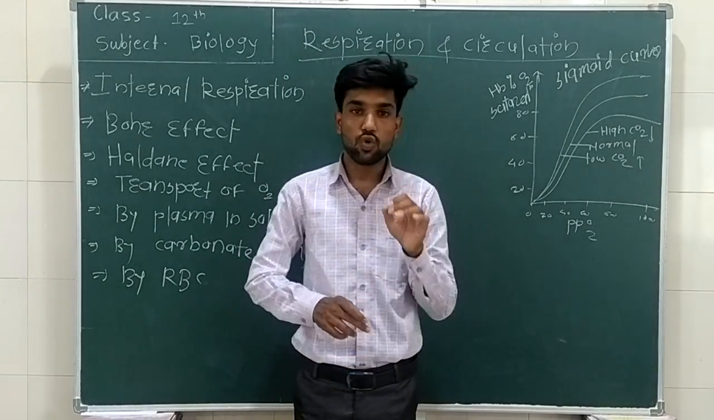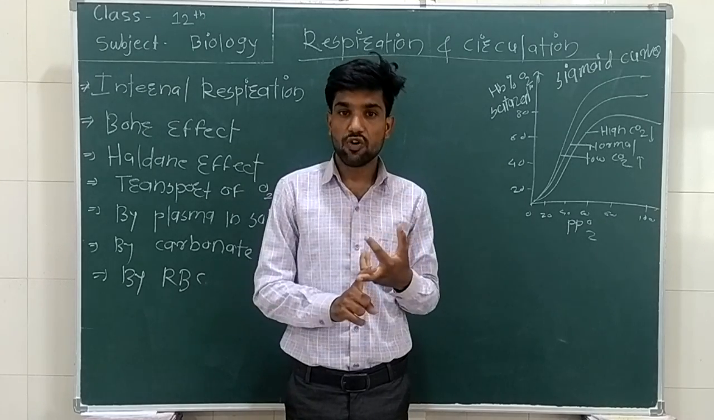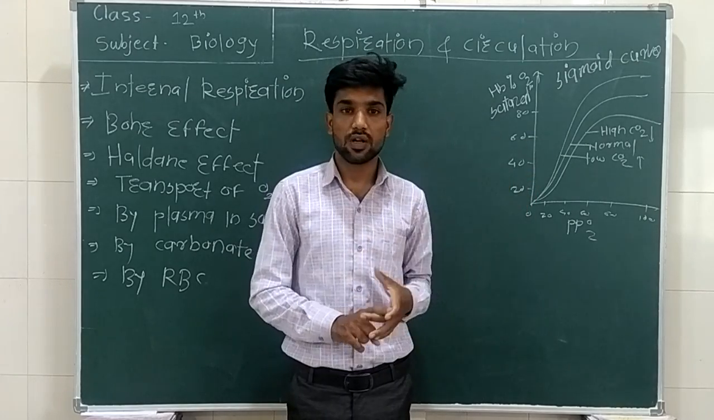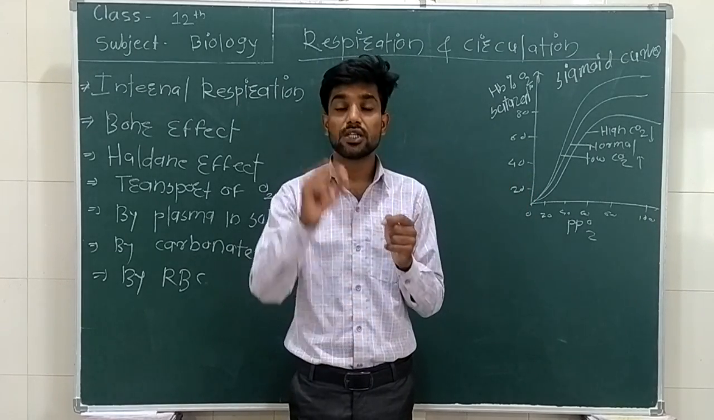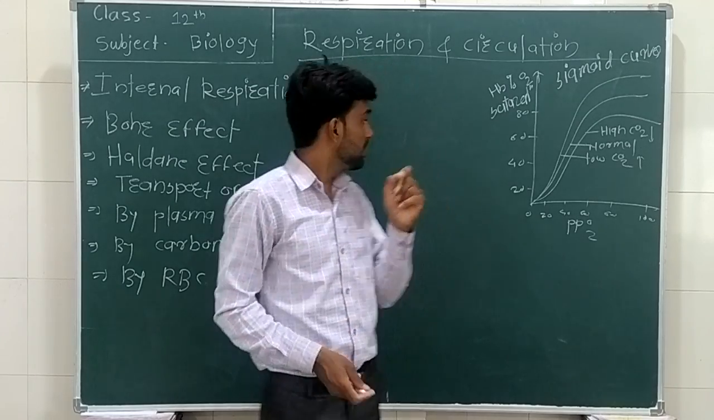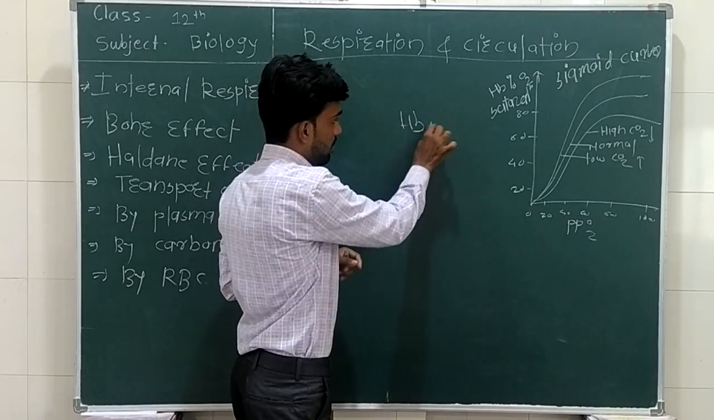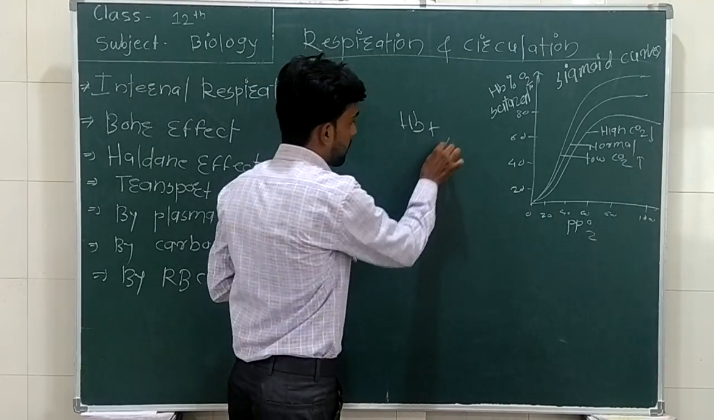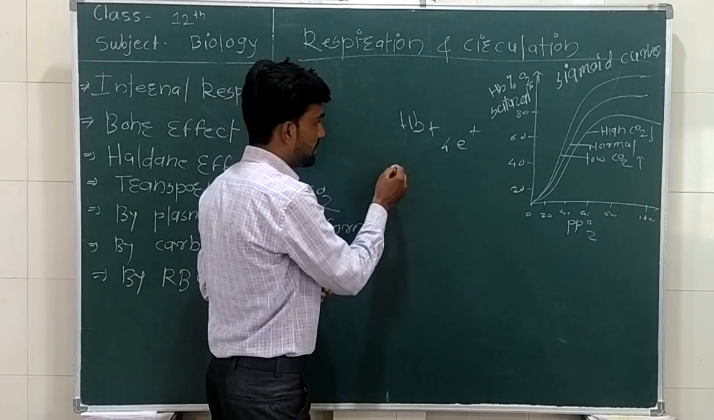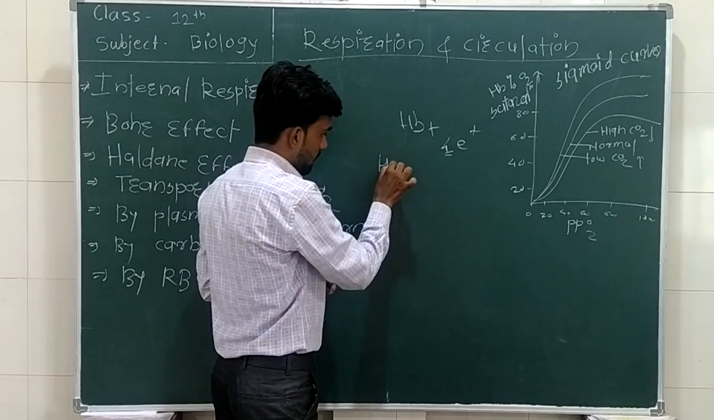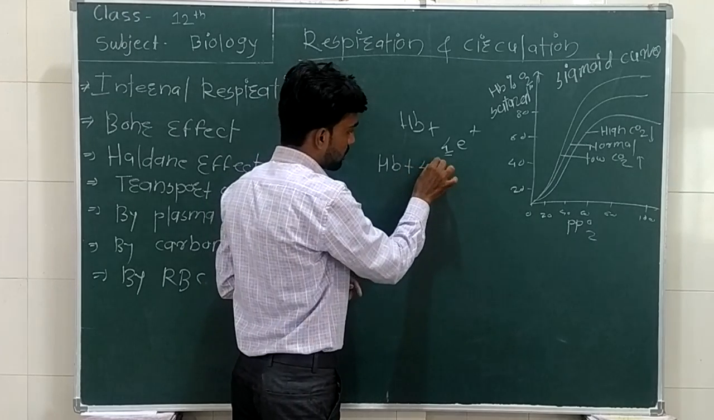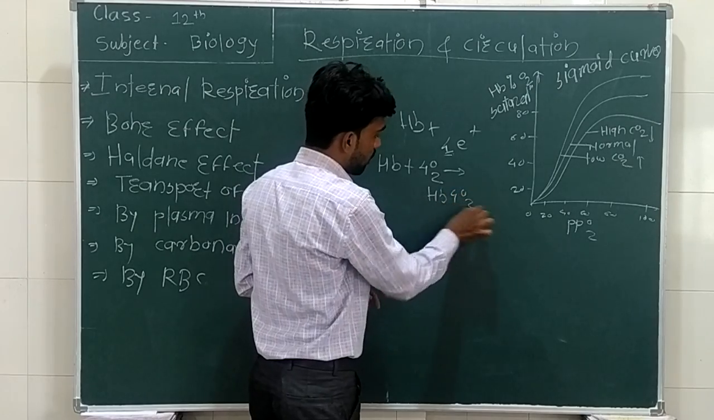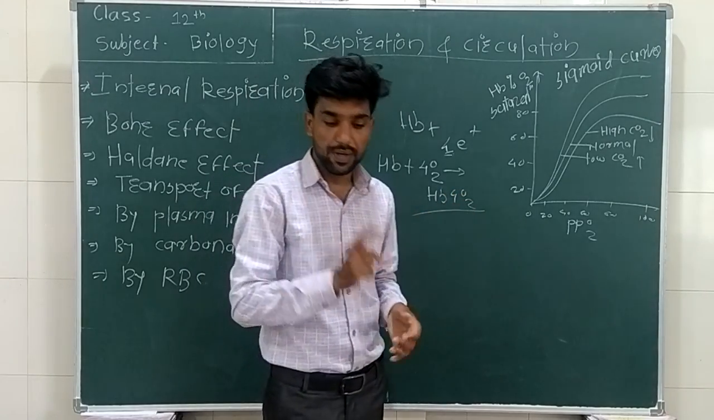Of the total 100% of oxygen, 3% of oxygen is in your plasma, dissolved in water. So how much remains? 97%. So 97% of oxygen is bound with hemoglobin, and one molecule of hemoglobin consists of 4 ferric ions, which bind with 4 oxygen molecules. So we get Hb4O2. This is your oxyhemoglobin.